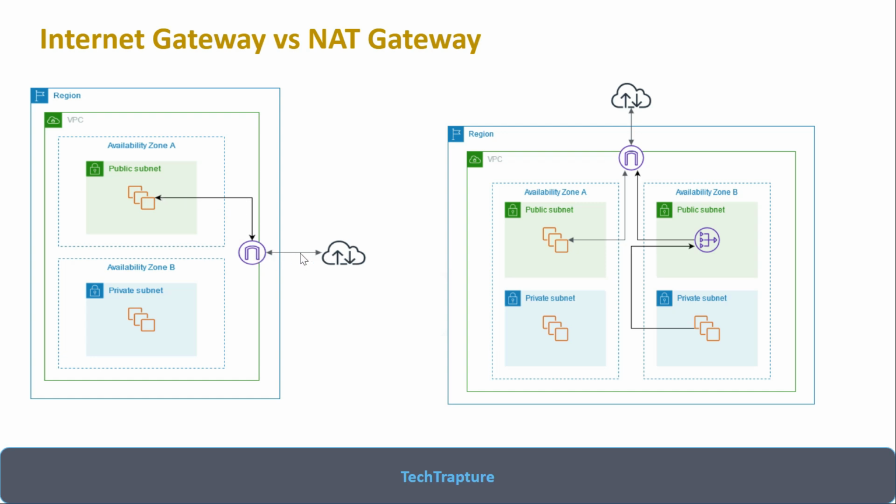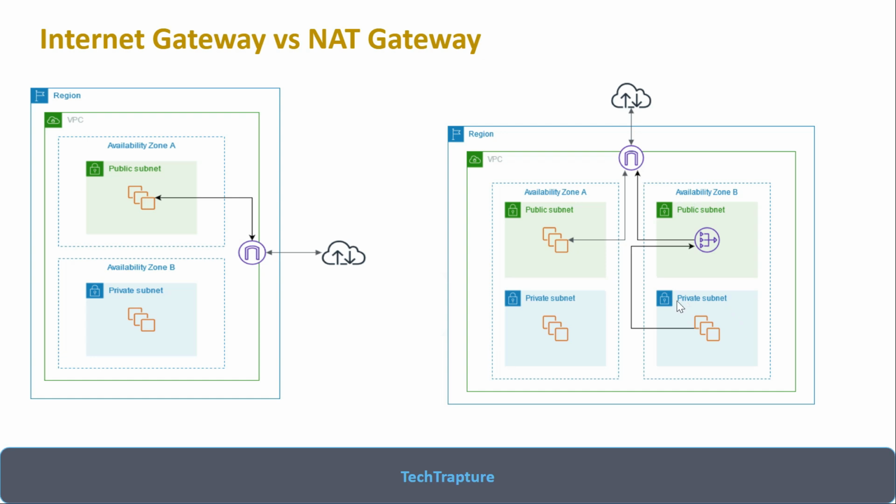You can see this arrow, this is a bidirectional traffic for your internet. Now if I talk about NAT gateway, on the right side you can see your public subnet is directly accessing the internet using your internet gateway. But for your private subnet, you need to have a NAT gateway in your public subnet. Your NAT gateway will use the internet gateway.